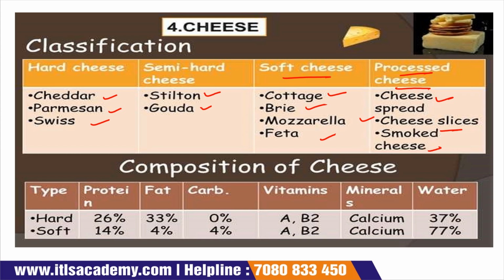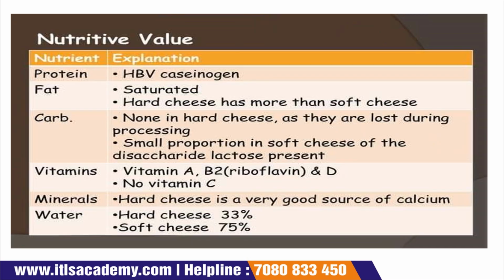Composition of the cheese. If we talk about the hard cheese, then it will contain around 26% of protein, 33% of fat, 0% of carbohydrate, and it contains vitamin A or vitamin B12, calcium, and 37% of water. If we talk about the soft cheese, then it will contain 14% of protein, 4% of fat, 4% of carbohydrate, and it will contain vitamin A or B12, and minerals like calcium, and water around 77%.